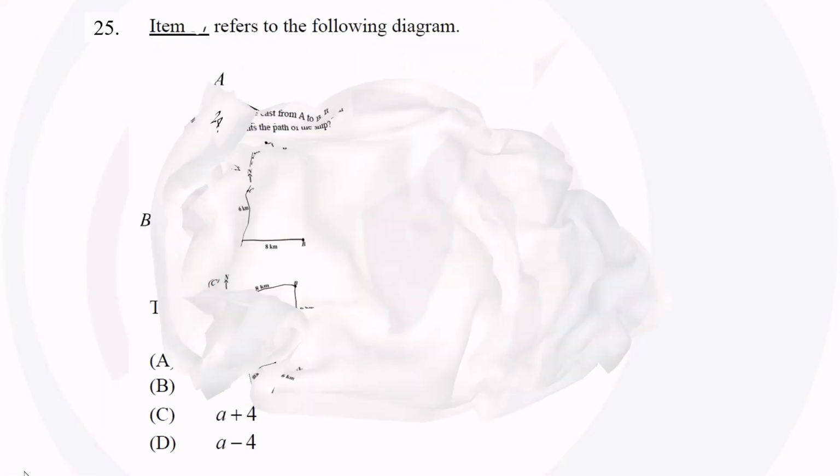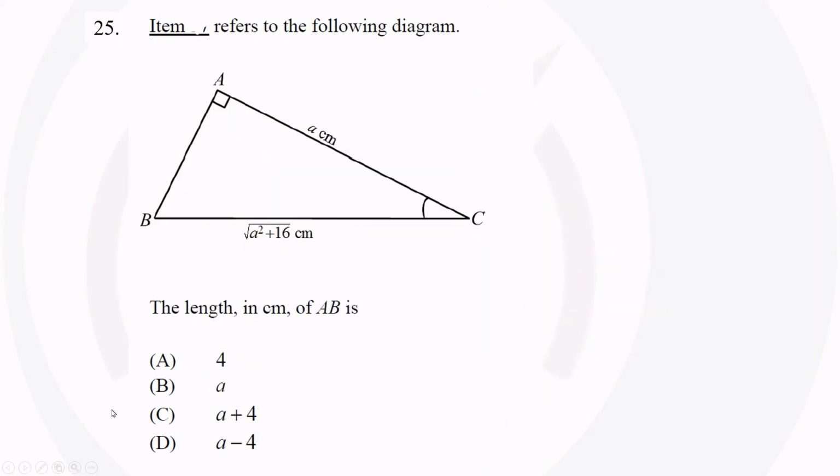And our final question. Actually, not our final question. We have the length AC and AB. So we see the obvious Pythagoras theorem here. We have one of our short sides, and we have our hypotenuse, and we want to find the length of AB. So we know that's going to be AB squared plus a squared, because that side is a, is equal to the hypotenuse, which is the square root of a squared plus 16, all squared.